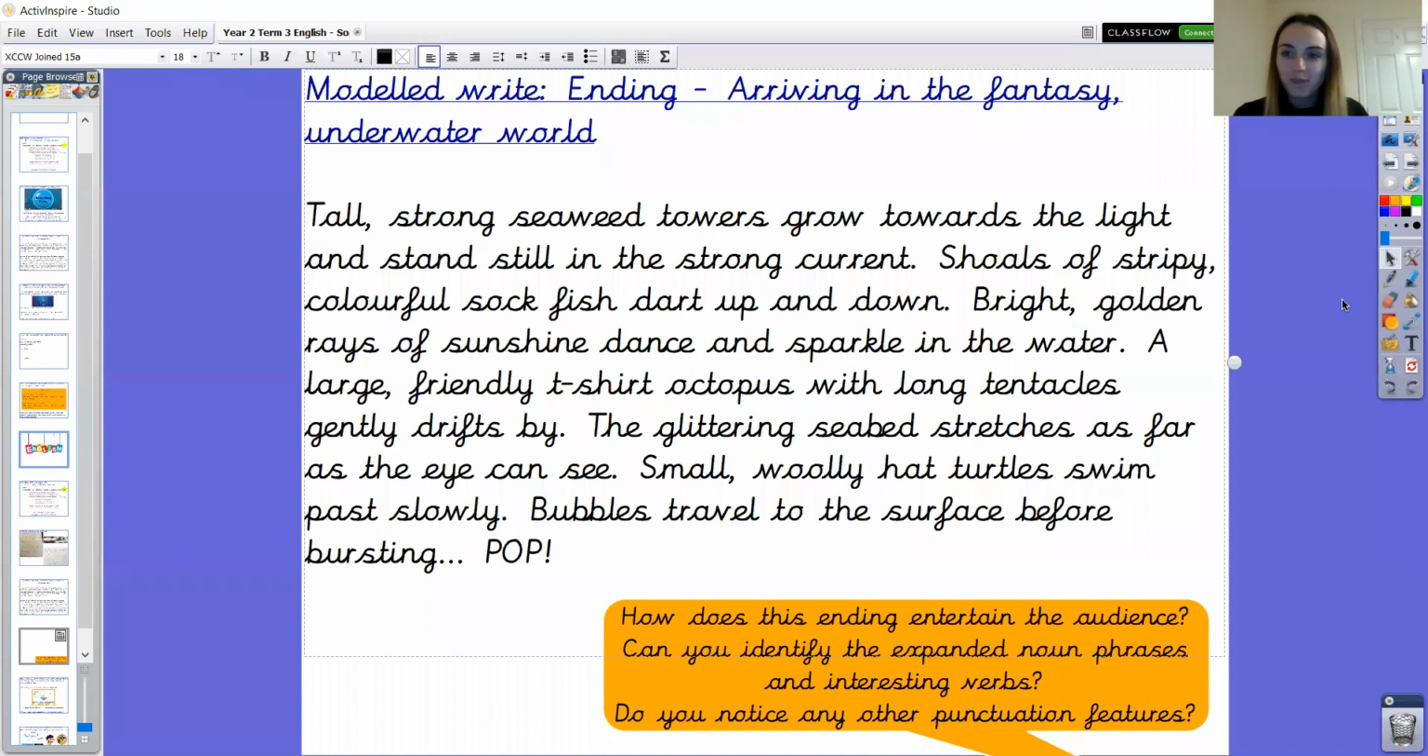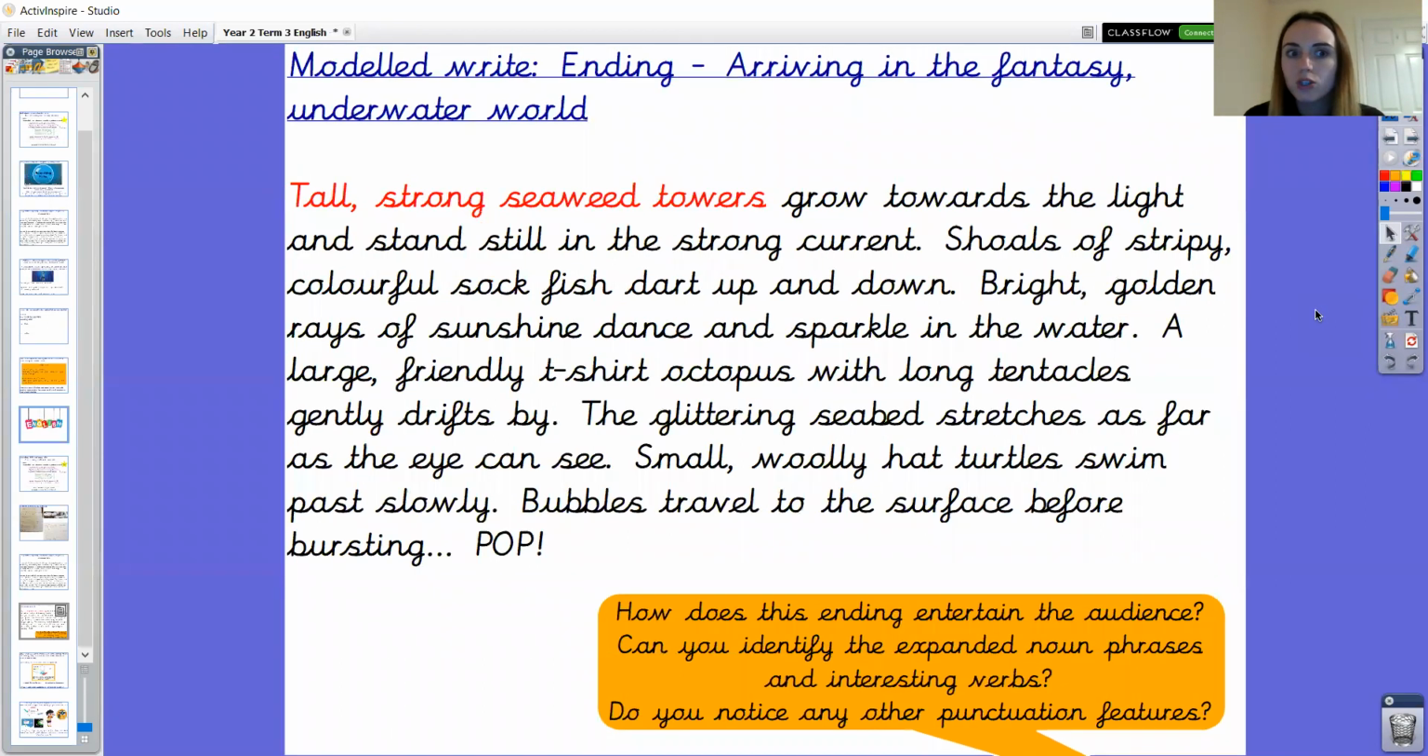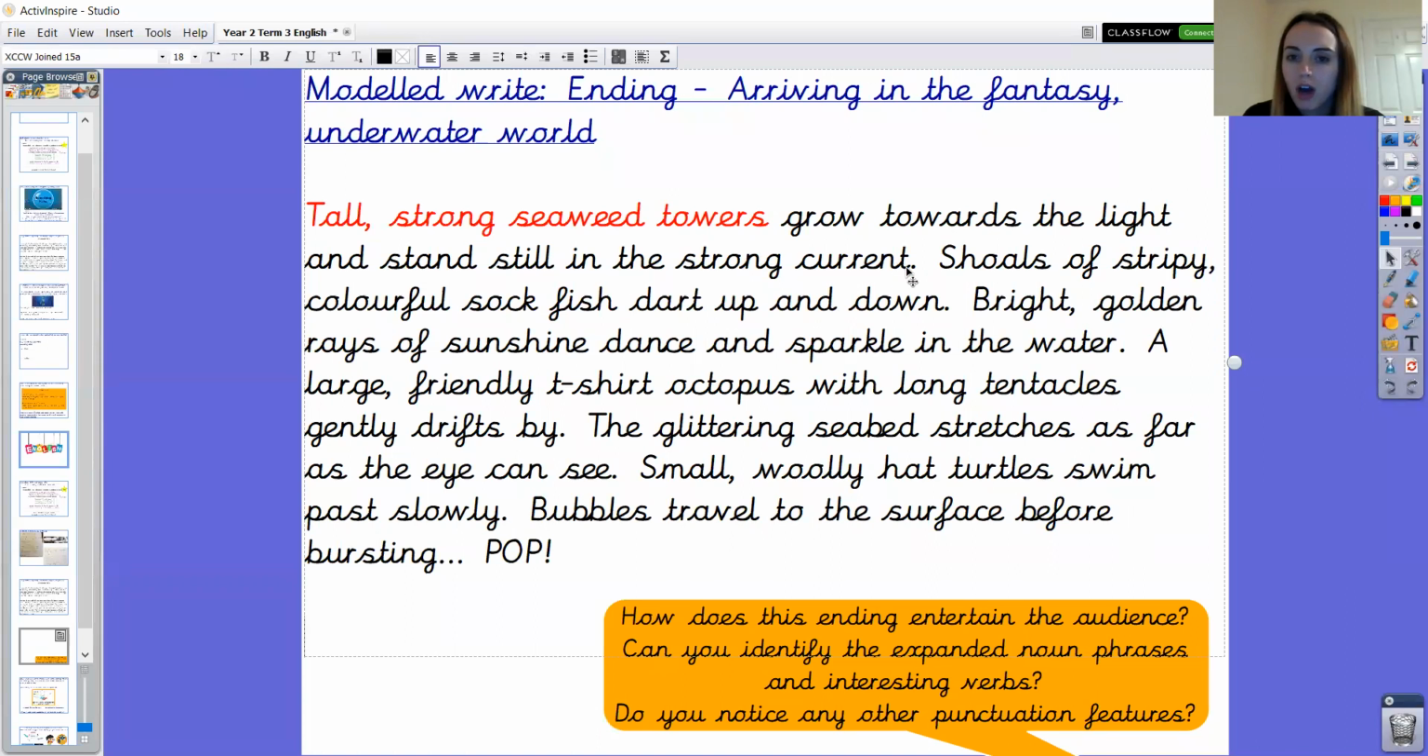Well done, Year 2. Okay, let's have a look together. Let's first of all have a look for the expanded noun phrases. So as I'm reading it, I'm going to be spotting those. So tall, strong seaweed towers is an expanded noun phrase. I'm going to put them in red. Grow towards the light and stand still in the strong current. So we've got strong current, which is another noun phrase.